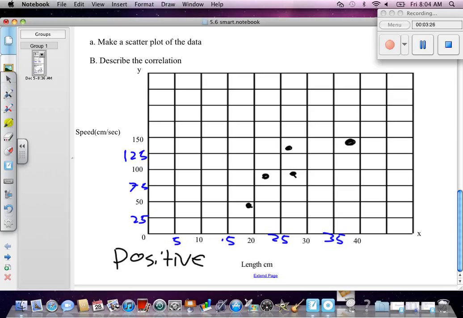We're going to talk about a line of best fit then. We're going to draw a line that goes approximately through or between these points. So if we make a line that is very close to those points, a nice straight line, that is what we call a line of best fit.